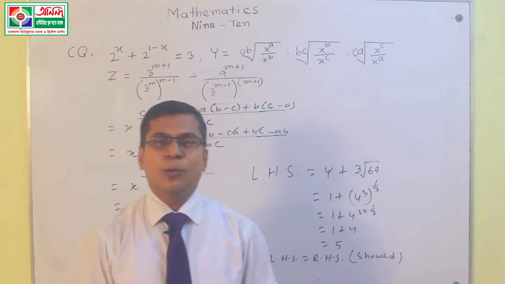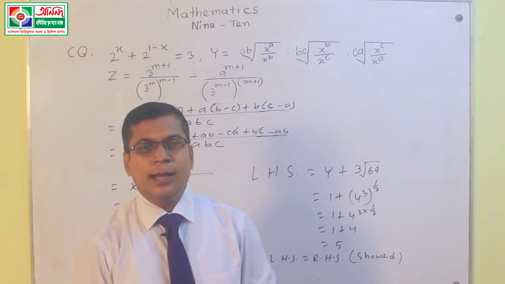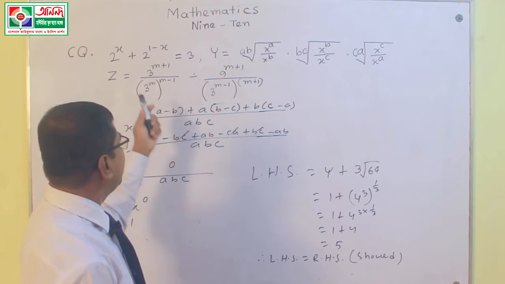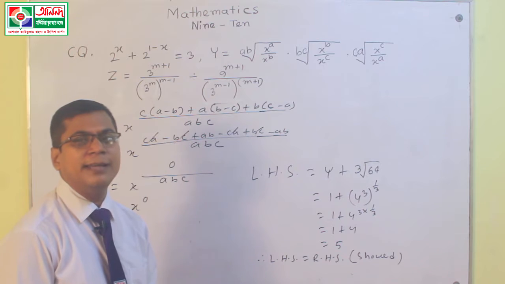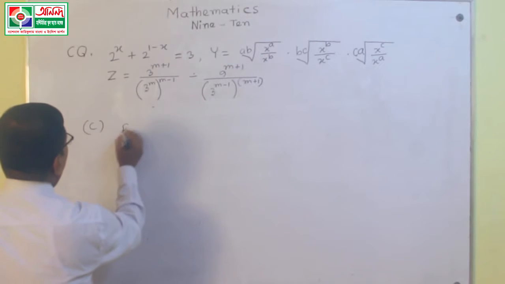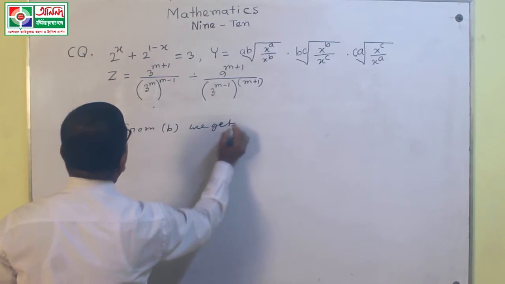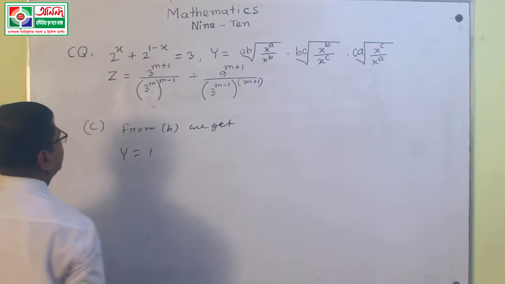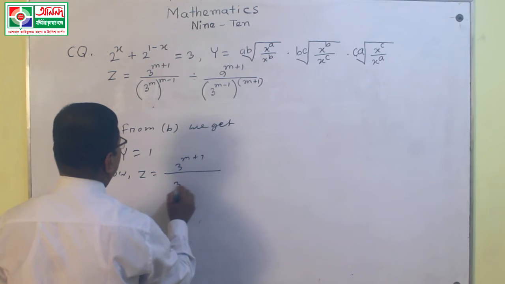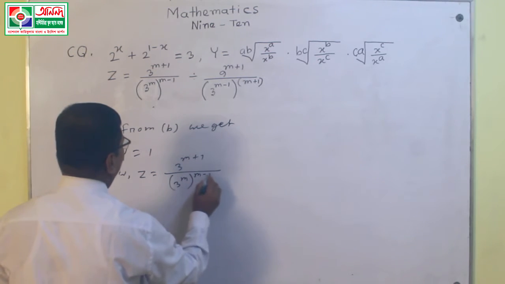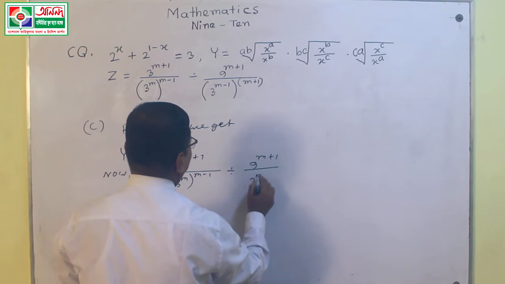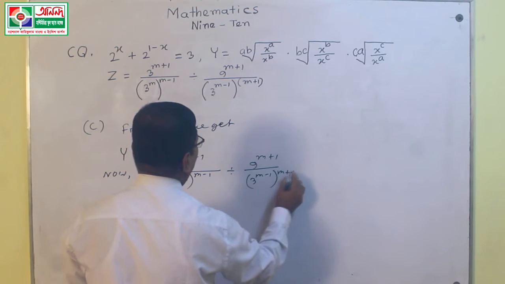Show that y by z equal to 9. We have already found the value of y equal to 1. Now we will find the value of z only, and then you can write the left hand side. First of all, we can write here, say from B we get y equal 1. Now z equal 3 to the power m plus 1, 3 to the power m whole to the power m minus 1 divided by 9 to the power m plus 1, 3 to the power m minus 1 whole to the power m plus 1.